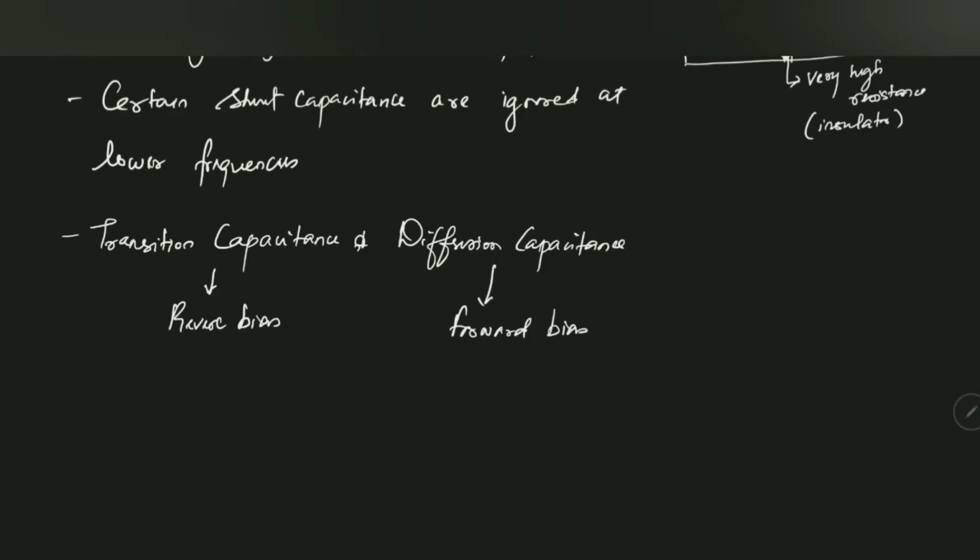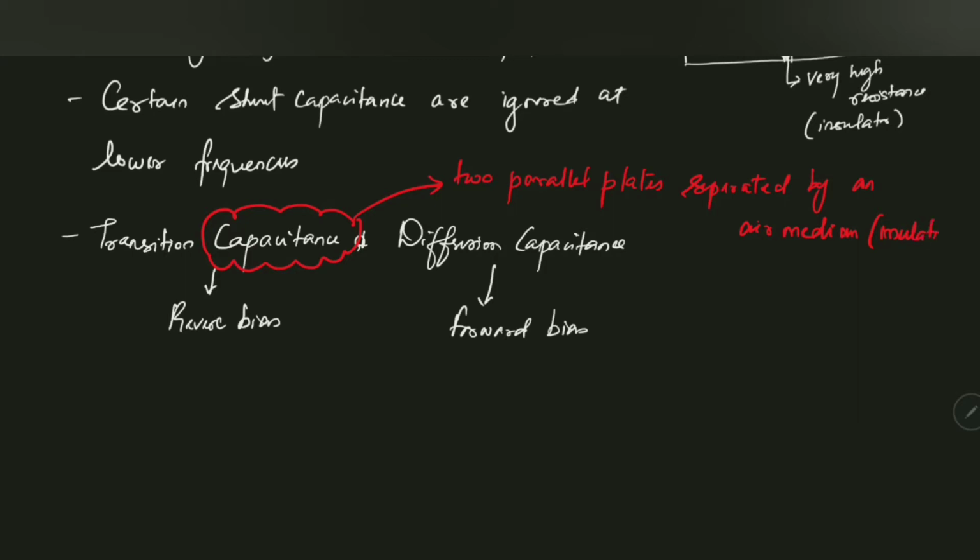Why do we call it a capacitance? You know what a capacitor is all about. It's two parallel plates separated by an air medium, which is an insulator. Usually it looks like this: you have a gap between the two parallel plates. These are the parallel plates and the gap.